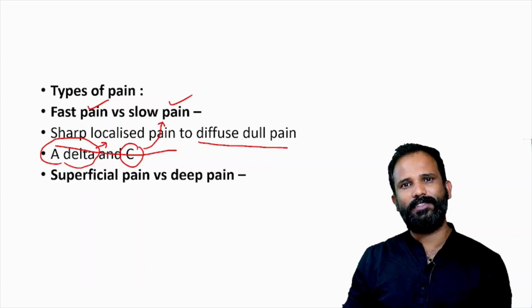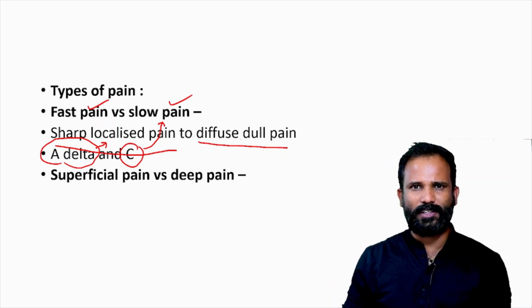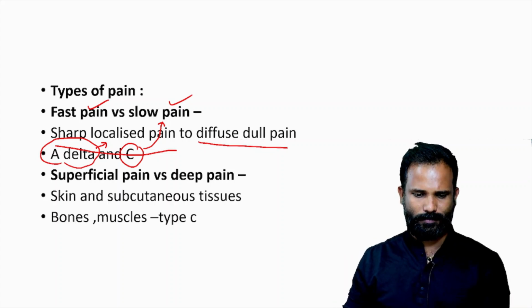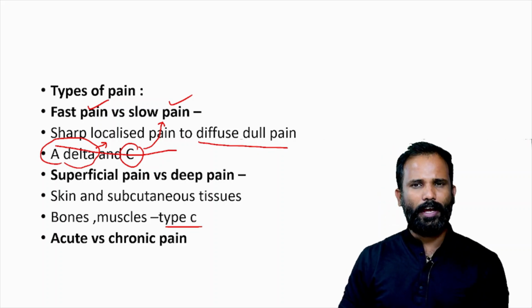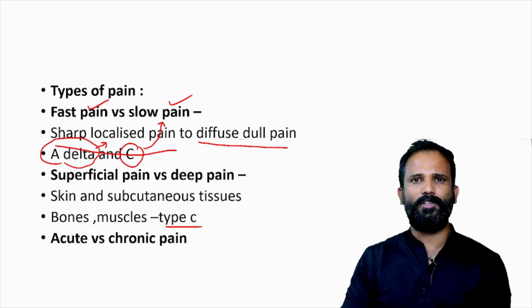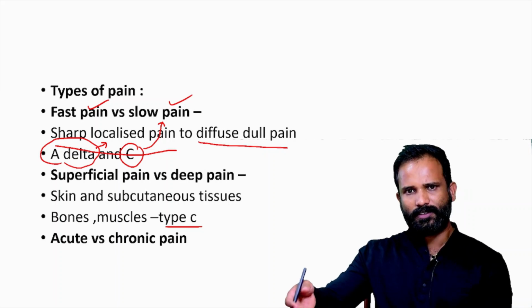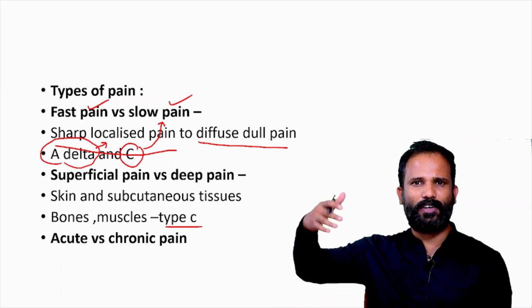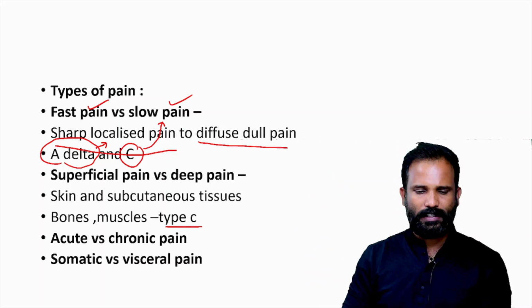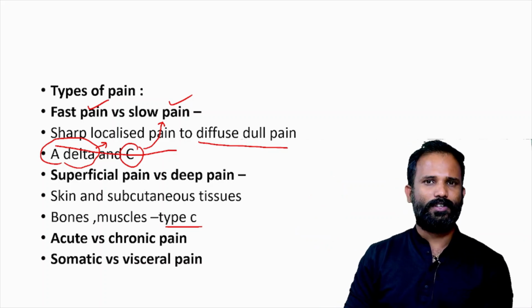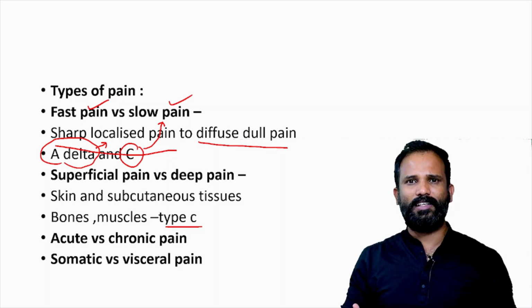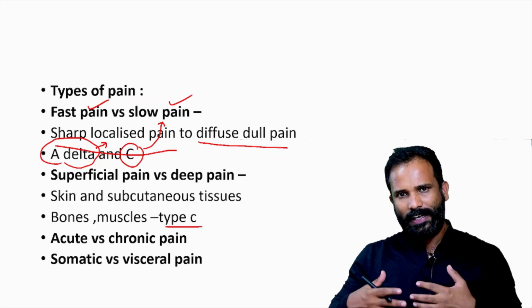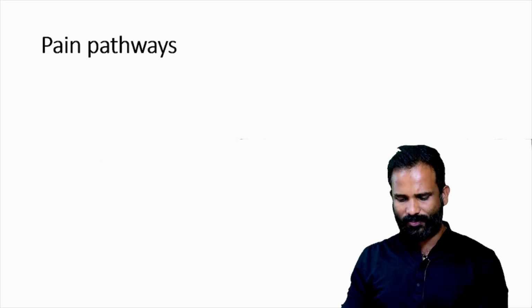Superficial pain versus deep pain. Simple. Skin and subcutaneous pains are called superficial. Muscle and bone pains are called deep, and the deep is usually carried by type C. Acute versus chronic, depending upon the duration. If the pain is of sudden onset, we call that acute, and if the pain is for a longer duration, we call that chronic. And somatic versus visceral. Somatic is from the skin, muscle and others. Visceral is from the smooth muscles, the intestines or the organs. We call that visceral pain.